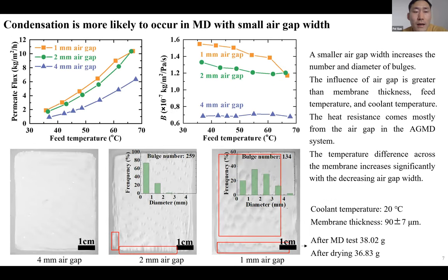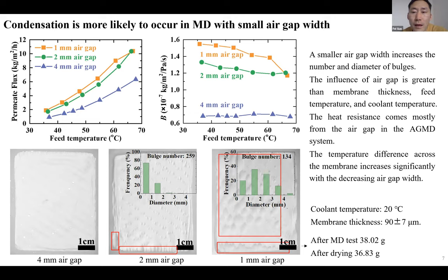Condensation is more likely to occur in MD with a small air gap width. The air gap has a very significant effect on the mass transfer and the heat transfer in AGMD. For the membrane with a 4 millimeter air gap, the membrane stays flat with no bulges on the surface, and the B values stay constant. That is, there is no condensation in the membranes. With a smaller air gap of 1 millimeter, the membrane bulges very significantly, showing condensation inside the membrane pores. A smaller air gap width increases the number and the diameter of the bulges.